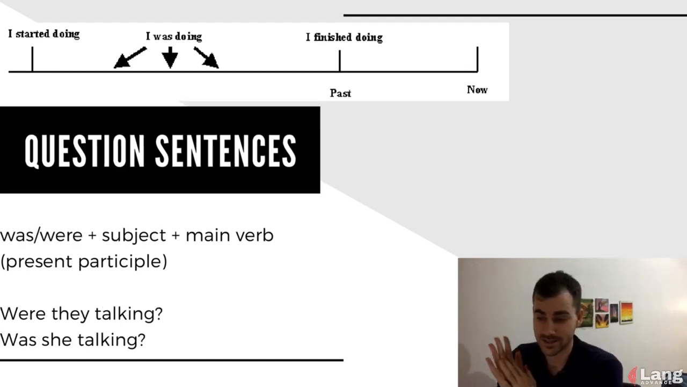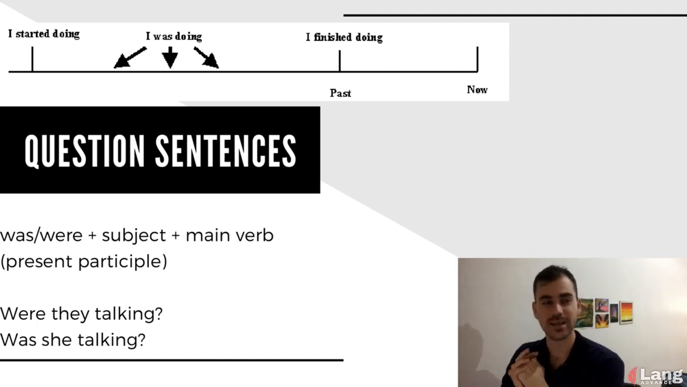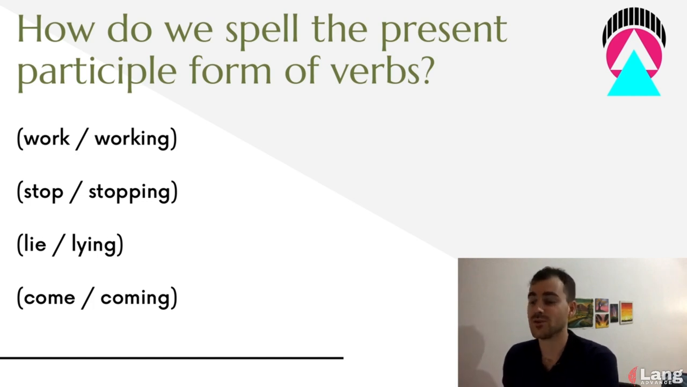For question sentences, the structure is was/were plus subject plus main verb. Were they talking? Was she talking? Sometimes it can be confusing to spell the present participle form of verbs. Here are some general rules.